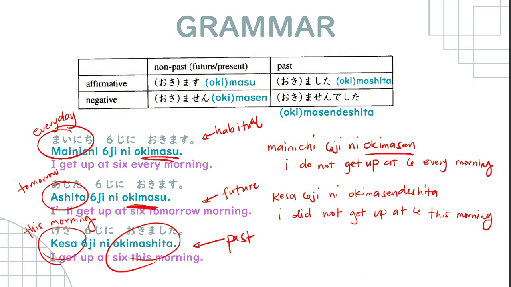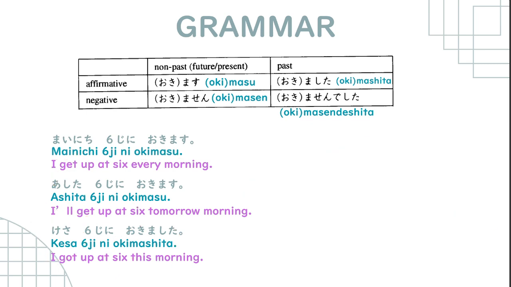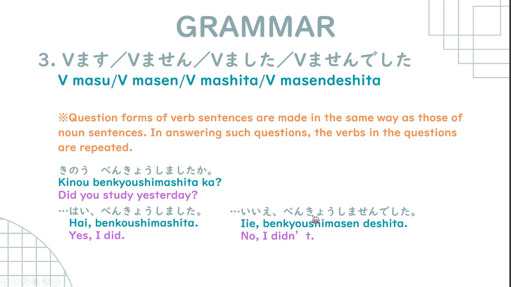Okay, so those are the verb tenses that we have gone through for today. So non-past affirmative, non-past negative, past affirmative, and past negative. Okay, ます, ません, ました, ませんでした. If you want to make it into a question, just to make it clear, this is a verb sentence, okay? And if you want to make it into a question, you add か at the end. For example, we have 昨日勉強しましたか? Did you study yesterday? 昨日 means yesterday, okay?